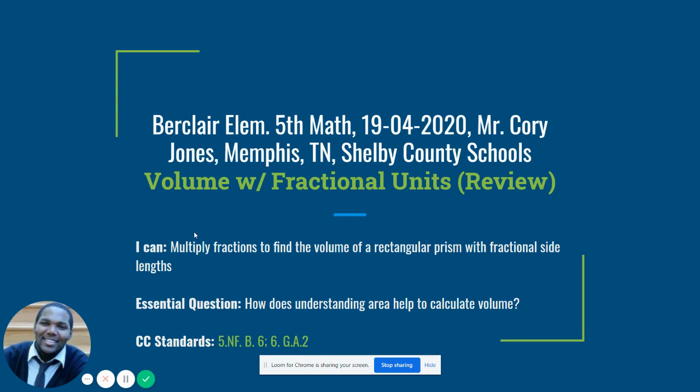Today we're going to be talking about volume with fractional units. Your I can statement is: multiply fractions to find the volume of a rectangular prism with fractional side lengths. Essential question: How does understanding area help to calculate volume?